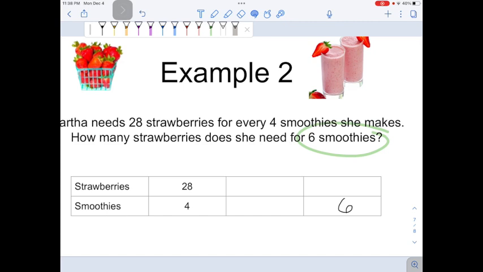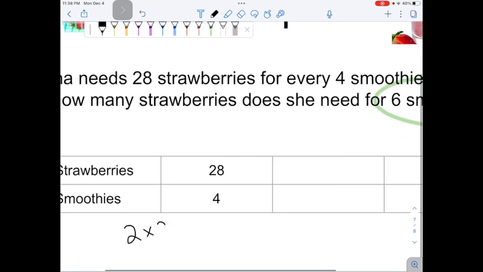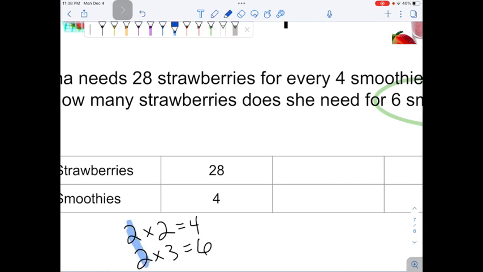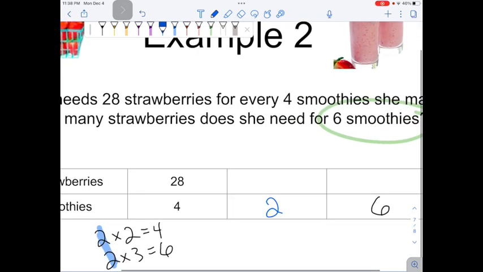Right? So we have a couple of options here. I can look for a common factor of 4 and 6. I know that 2 times 2 is 4, and 2 times 3 is 6. So I can use 2's in the middle for 2 smoothies. Now I know that 4 divided by 2 is 2. So 28 divided by 2 is 14. This makes sense. If I make half the number of smoothies, I should need half the number of strawberries.